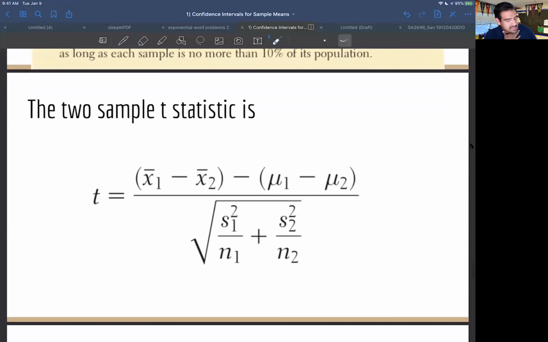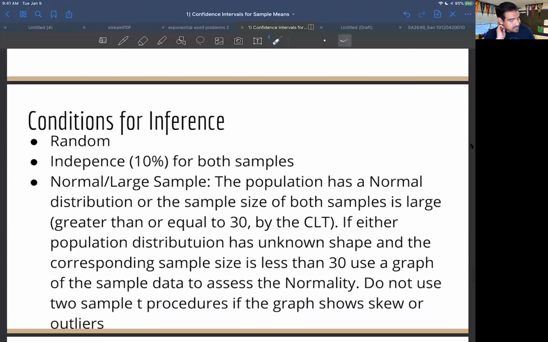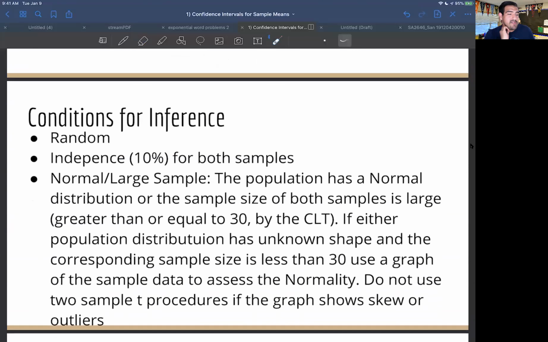Don't worry about this. This is for a significance test, but that's the two sample t statistic. When we're constructing a confidence interval, we have these three conditions. They are the same, right? We need to be random, we need to deal with less than 10%, and we need to assume normality.